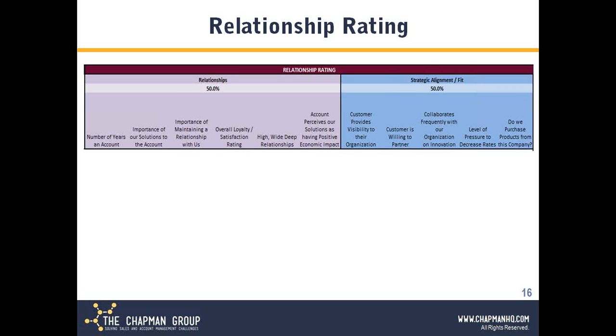And then to the right side are what I would say fall in the category of strategic alignment, which are obviously some choices that we would want to weight out, based on some choices here about visibility to the organization.